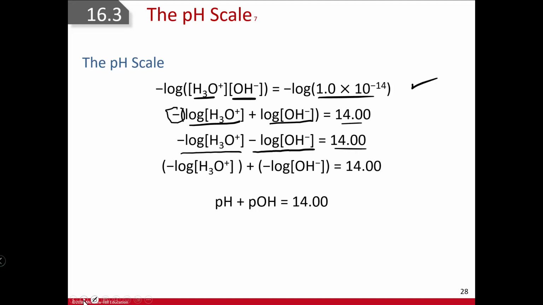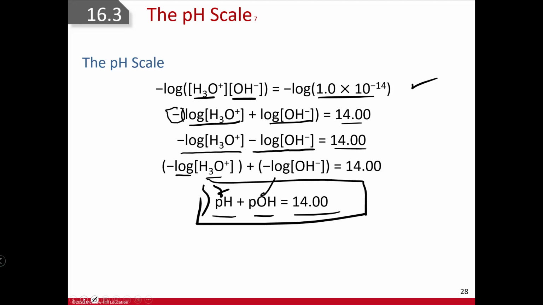And then what's cool here is that this is the definition of pH. This is the definition of pOH. So when you add pH plus pOH, it has to equal 14. All right? So know this equation. It makes things go a lot faster. pH plus pOH at 25 degrees Celsius must equal 14.00.